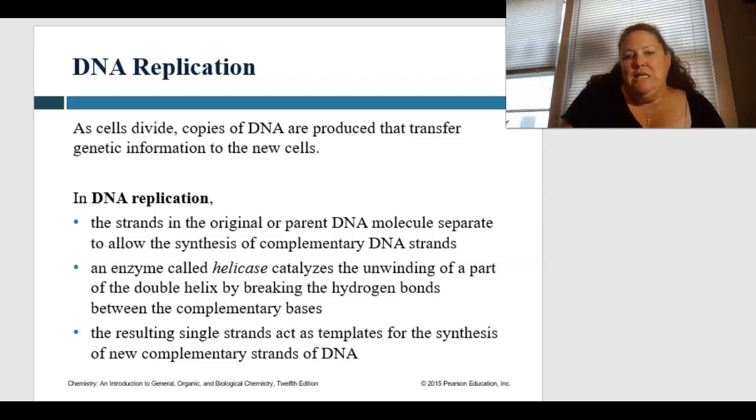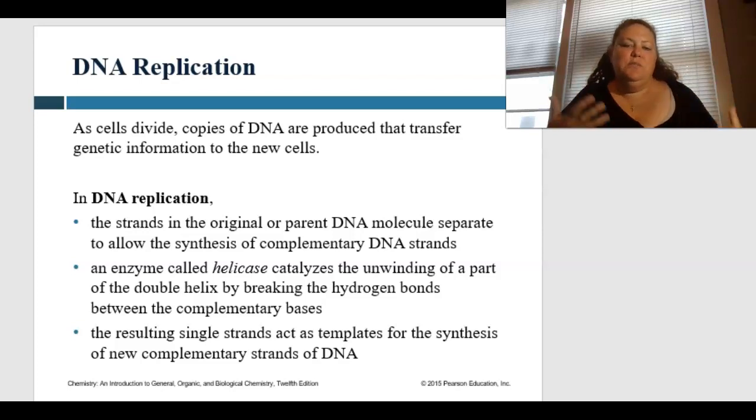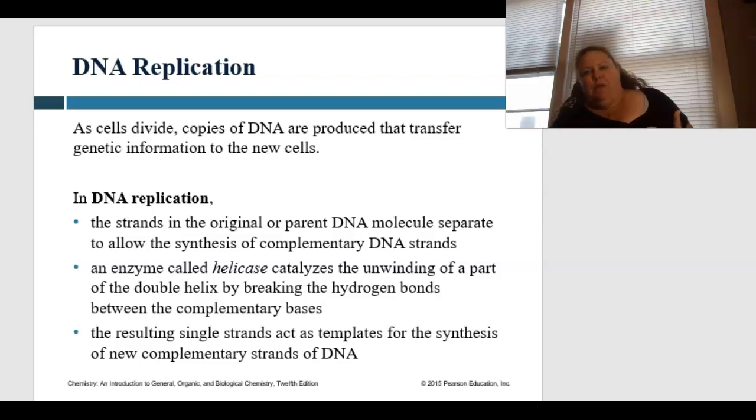In DNA replication, as cells divide, copies of DNA are produced that transfer genetic information into new cells. In DNA replication, the strands of the original or parent DNA molecule separate to allow the synthesis, or making, of a complementary DNA strand. The enzyme is called helicase, and this catalyzes, or makes the reaction happen, right?